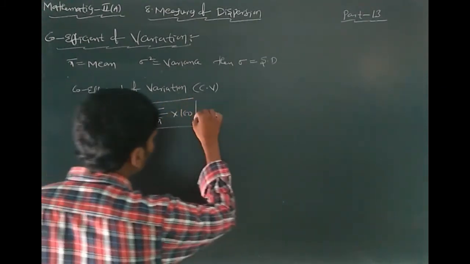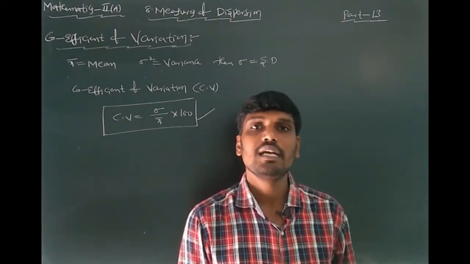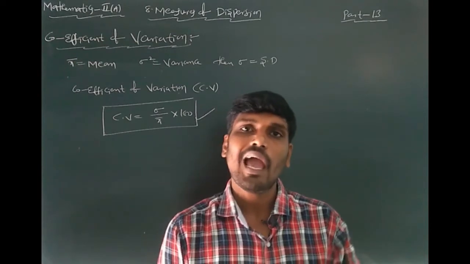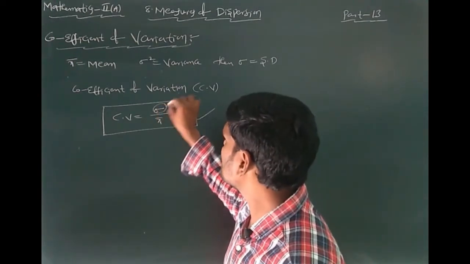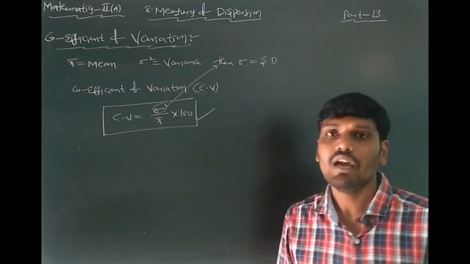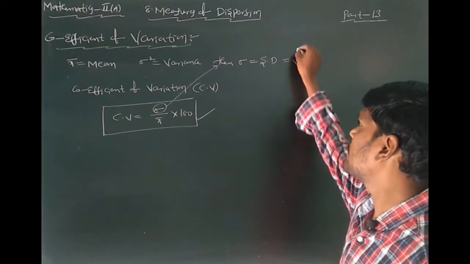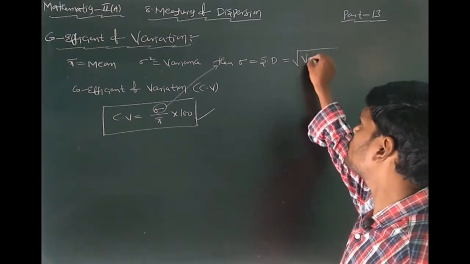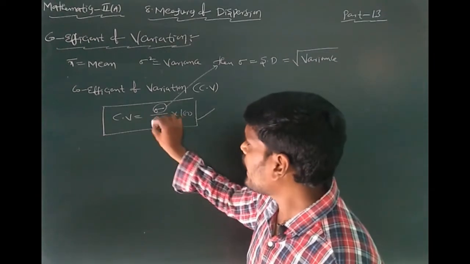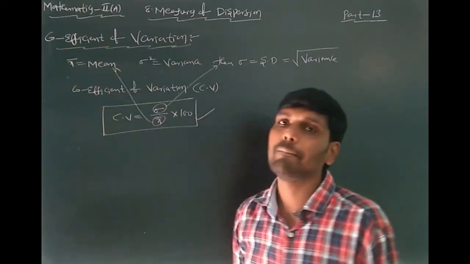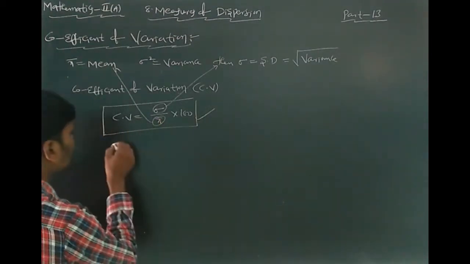What is the formula of coefficient of variation? The formula is CV equals sigma by x bar into 100. Here sigma is the standard deviation. What is the meaning of standard deviation? The square root of variance is called standard deviation. X bar means the mean.